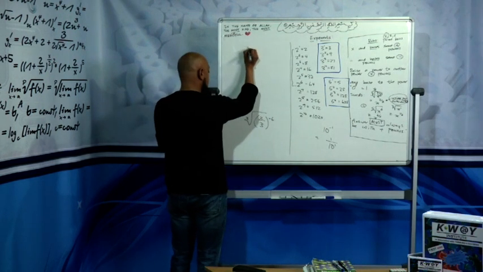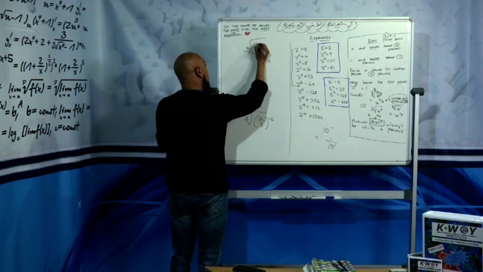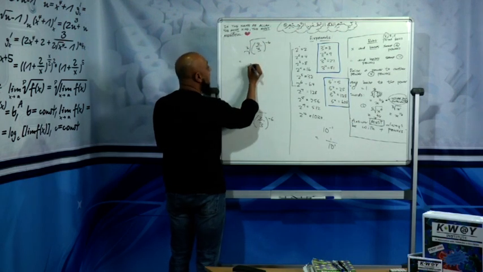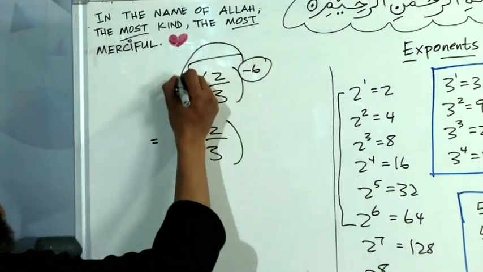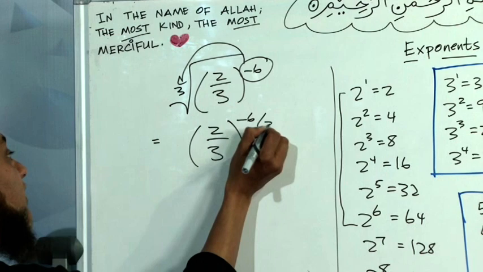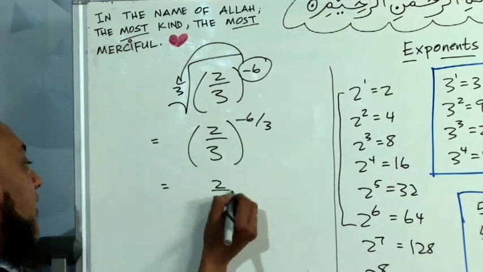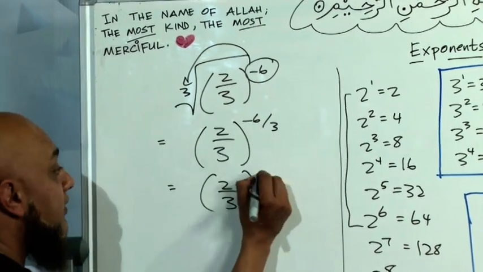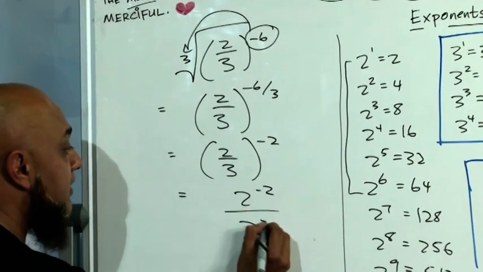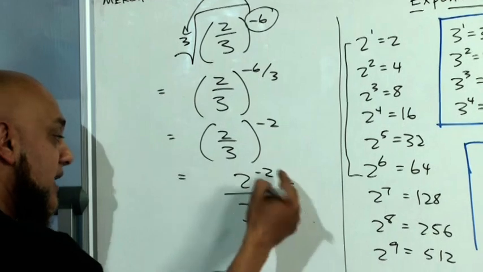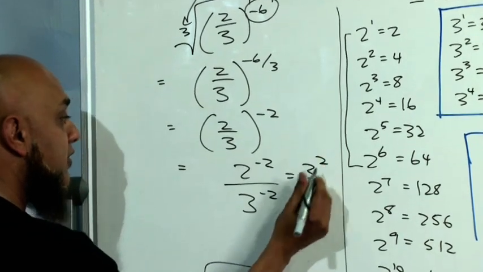So we've got the cube root of 2 over 3 to the power negative 6. So now we're going to say this is 2 over 3 to the power, remember, inside power divided by outside root, minus 6 over 3, which is 2 over 3 to the power minus 6 over 3, minus 2. This will give me 2 to the negative 2 over 3 to the negative 2. This comes to the top as 3 to the plus 2.